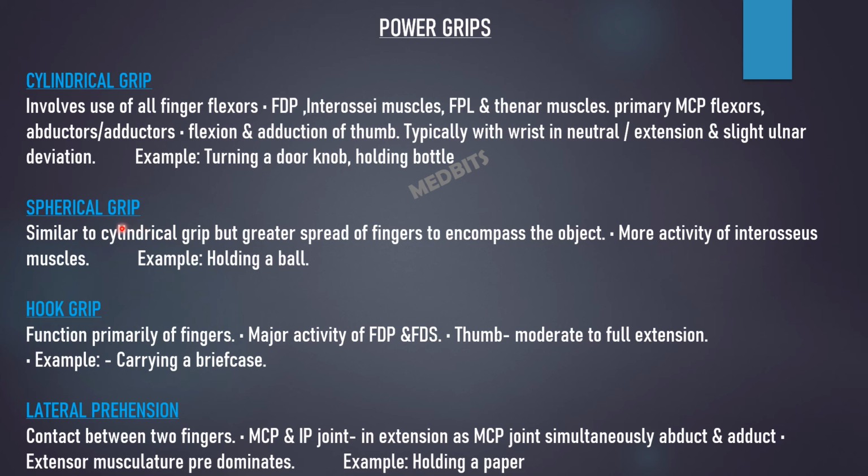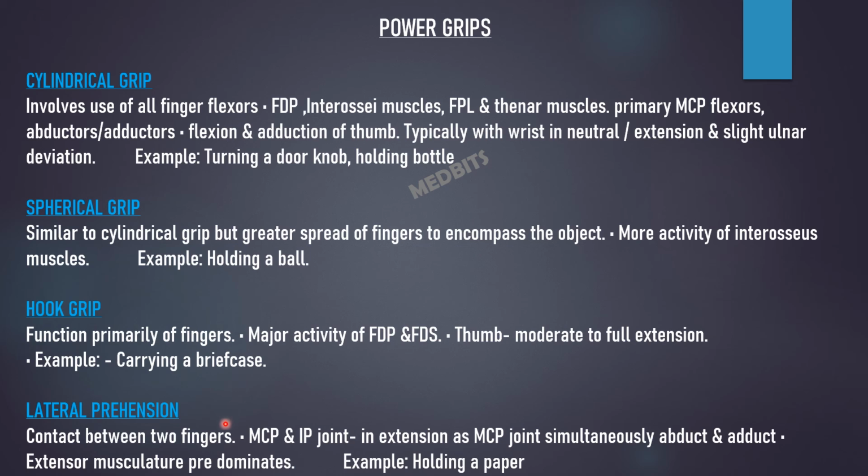Good. Now coming to the next one, spherical grip. It is similar to the cylindrical grip but with greater spread of the fingers to encompass the object. More activity of the interosseous muscles is present in this. An example is holding a ball. Hook grip: function primarily of the fingers, with major activity of flexor digitorum profundus and flexor digitorum superficialis. The thumb is in moderate to full extension. An example is carrying a briefcase.